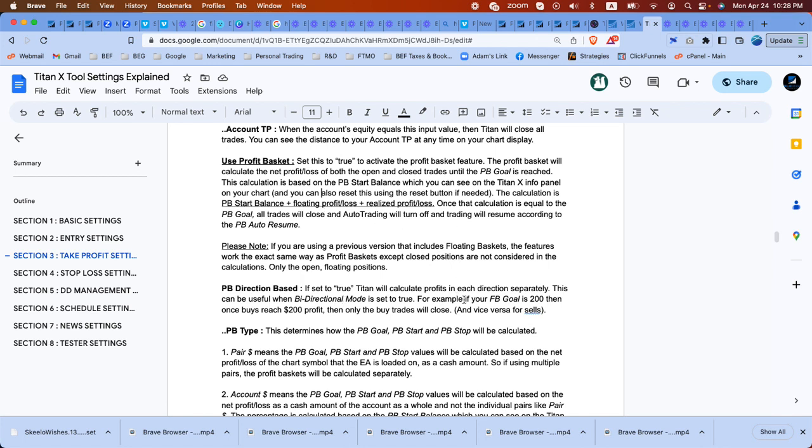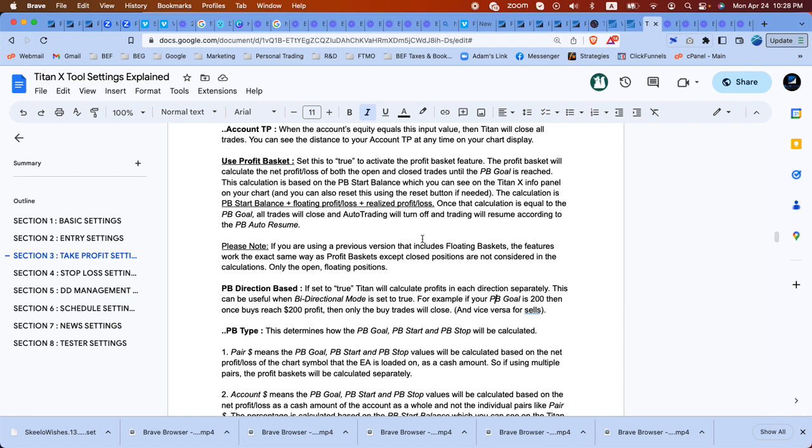So, for example, if your profit basket goal is 200, then once buys reach $200 profit, only the buy trades will close. Your sells could be at $100 profit, but they won't close. They'll stay open until they get to that 200. So it's looking at the buys and sells separately.